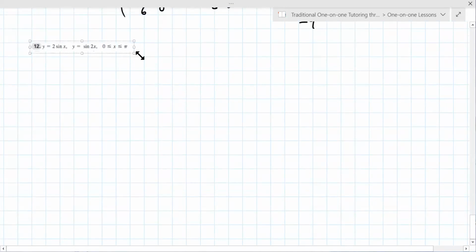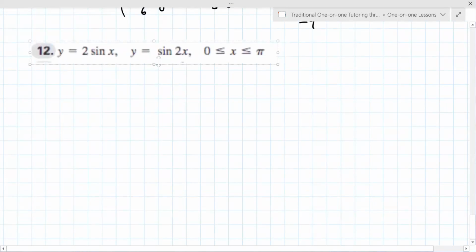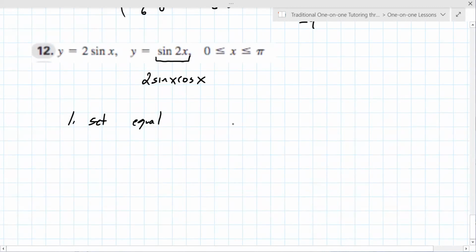Okay. 12 is a good one because we actually can do this by hand, but you do have to know the change of this. This is a double angle formula. This is 2 sine x cosine x. So the general thing to do is to set equal 2 sine x equals 2 sine x cosine x. And then you move this to the other side. You don't divide. Dividing is bad. It removes one of the solutions.